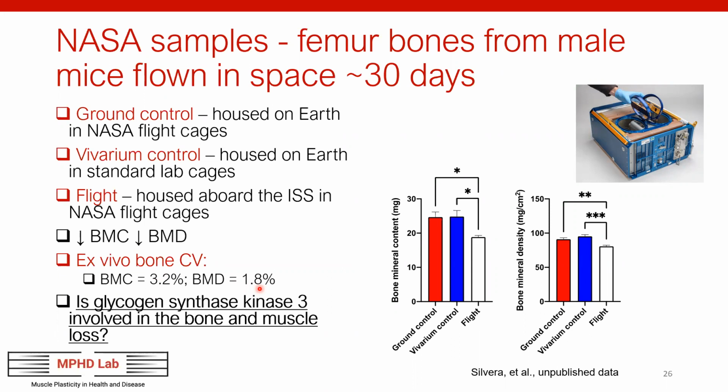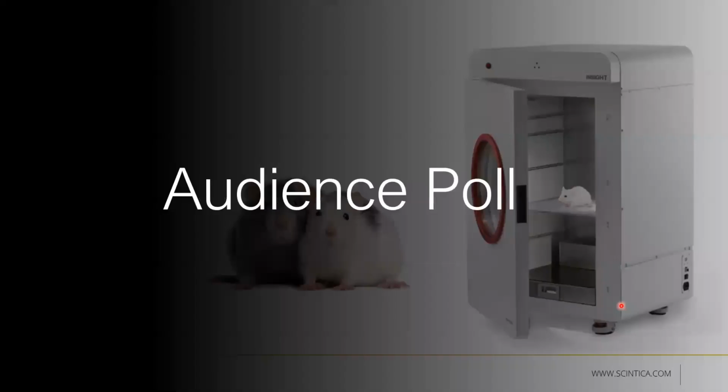The next thing that we want to determine is whether or not glycogen synthase kinase 3 is involved in both the bone and muscle loss. So we'll be processing these femurs to look at GSK3 signaling. But I'll leave it there for now and happy to answer any questions.